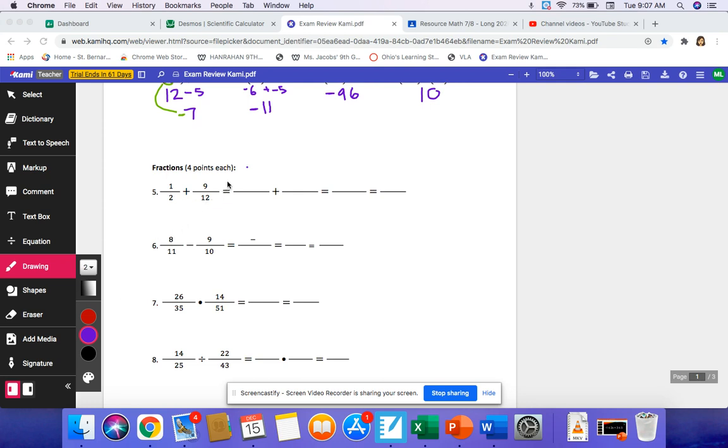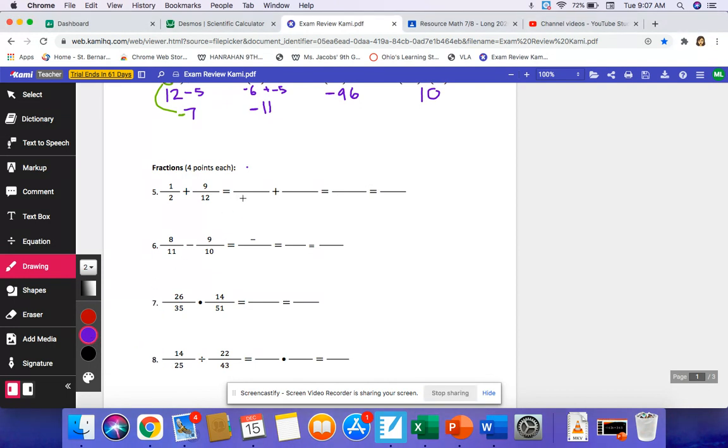All right, so now we're going to be doing our fractions. We're going to add, subtract, multiply, and divide fractions. So we'll go ahead and start with multiply. Remember, our first step is to multiply our denominators.